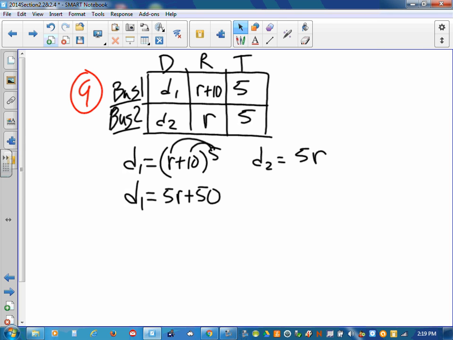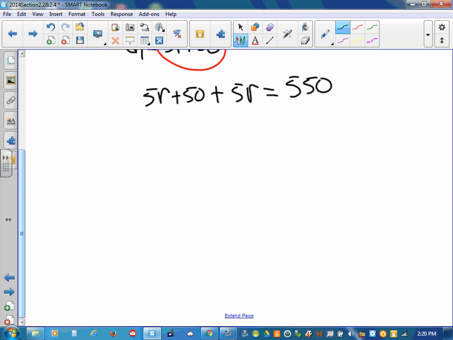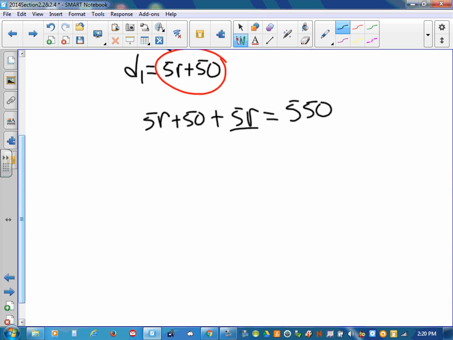So what do we know about these two? Well, distance 1 plus distance 2 is 550 miles. So now we can write our equation. Distance 1, which is 5r plus 50, plus distance 2, which is 5r, is equal to the grand total distance between the two buses, which is 550 miles. We collect our like terms: 5r and 5r is 10r, plus 50 is equal to 550. Now we have a simple two-step equation.